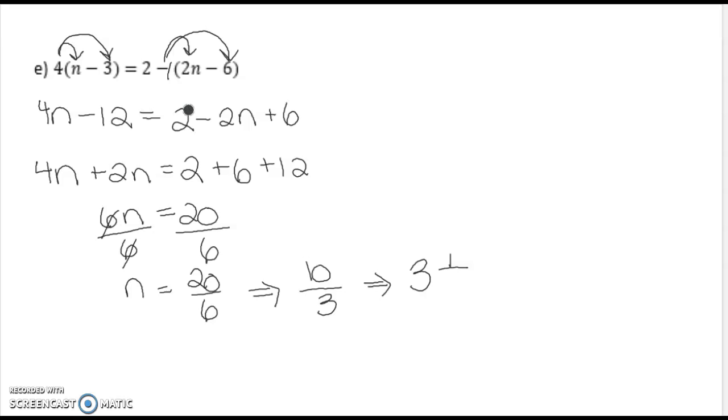Oh, what happened there? Silly thing. There, now it works.